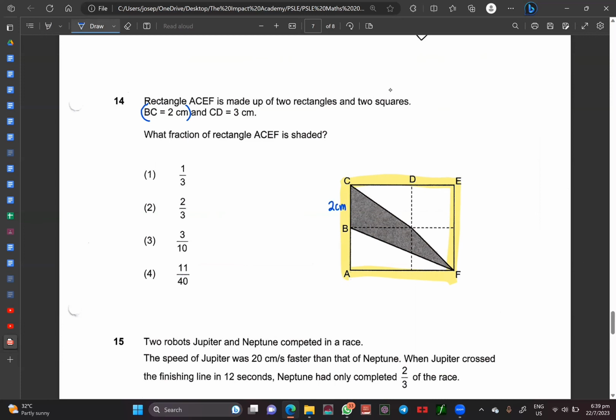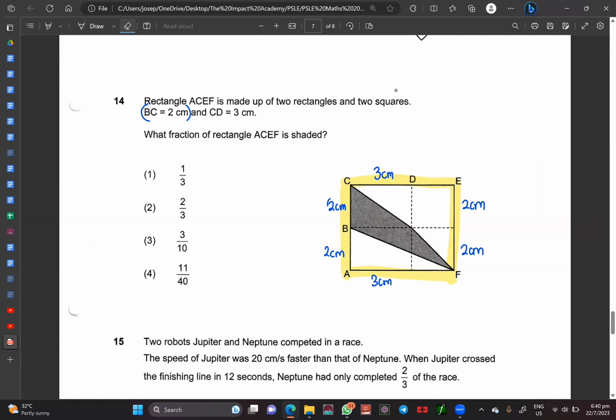In a measurement question, your job as a student is to make sure you write down every single measurement. CD is equal to 3 cm. If you know that this is 3 cm, then you must say that this is also 3 cm. If you know that this is 2 cm, you must also say that this is 2 cm. Once you are done with this, you can also do something called mirror image. If this is 2 cm, follow my cursor, this has to be 2 cm. And if this is 2 cm, this has to be 2 cm.